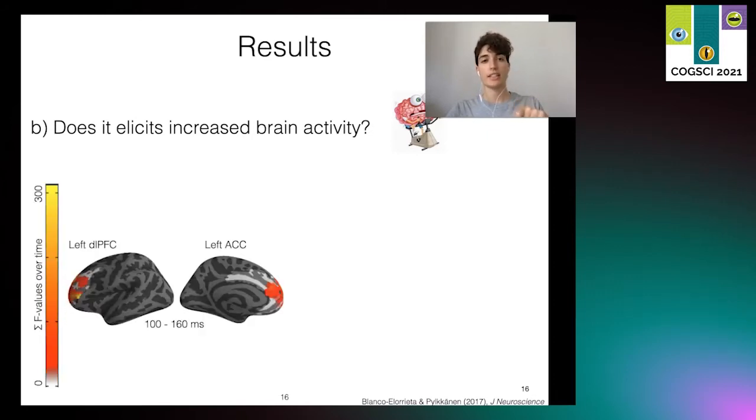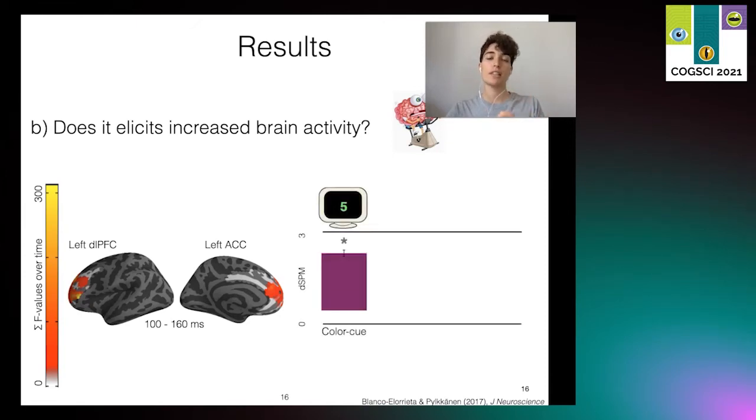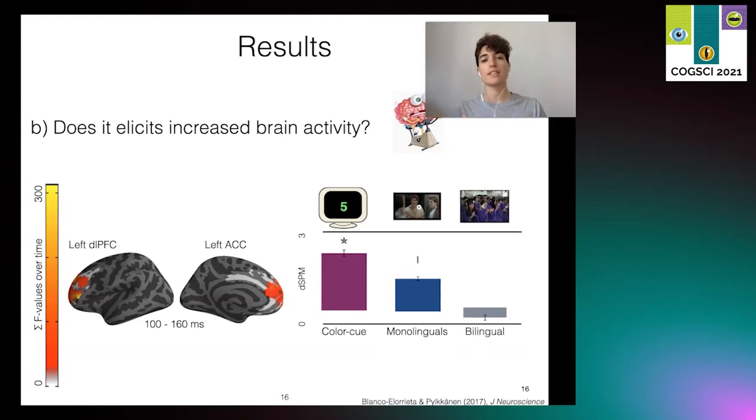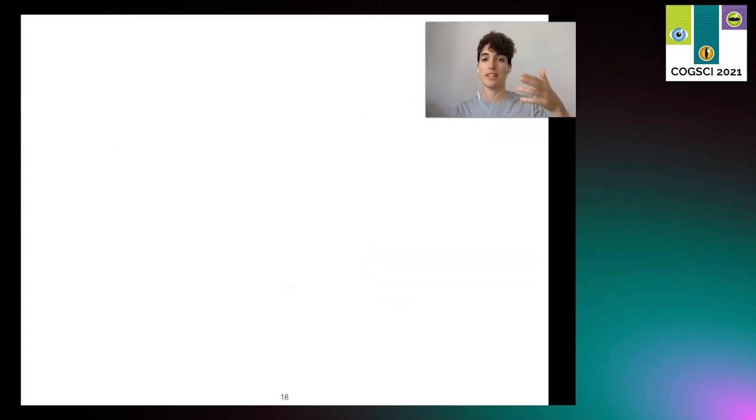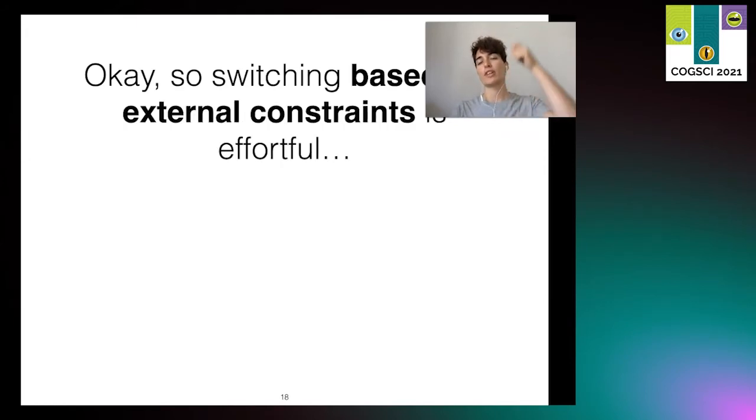I found a cluster of activity in the prefrontal regions that had been previously identified. And again, I found that this was led by increased activity when people were switching following color cues, a marginal effect when talking to two monolingual individuals. But again, there was no neural evidence that switching languages came with any increase of prefrontal activity. So the conclusion from this study was that switching languages is not really inherently effortful, but rather there are certain external circumstances that might make it so. Specifically, switching is only effortful if it's based on external constraints.